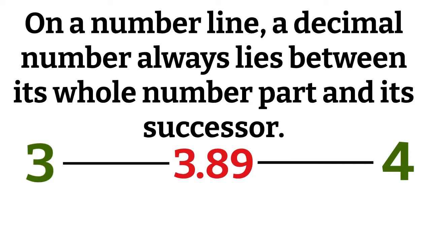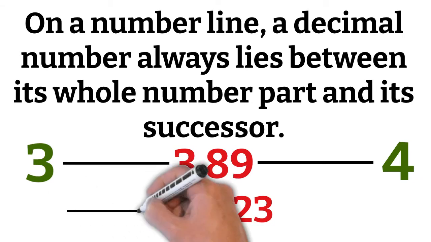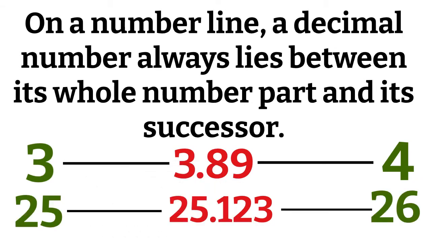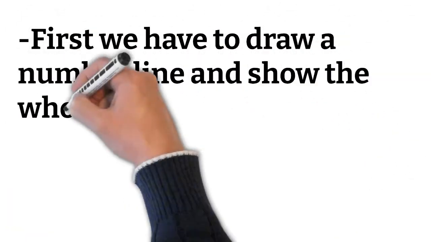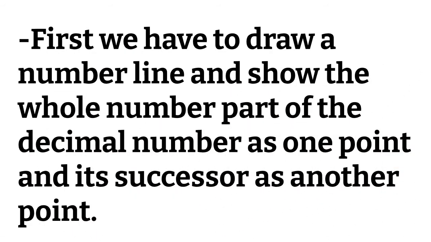In the same way, 25.123 lies on the number line between 25 and 26. To show a decimal number on the number line, first we have to draw a number line and show the whole number part of the decimal number as one point and its successor as another point.